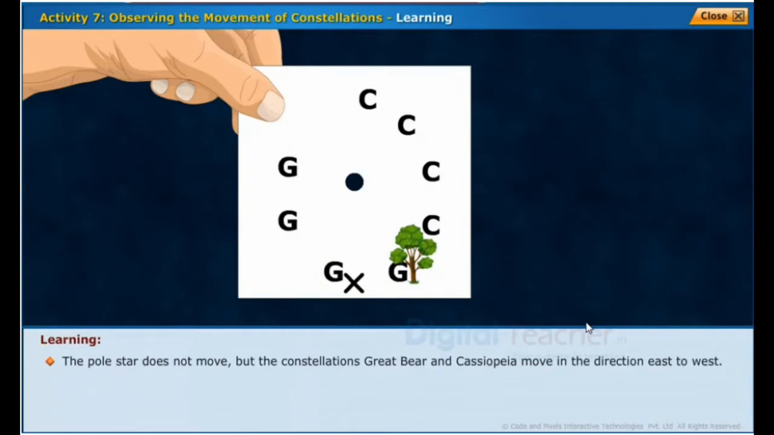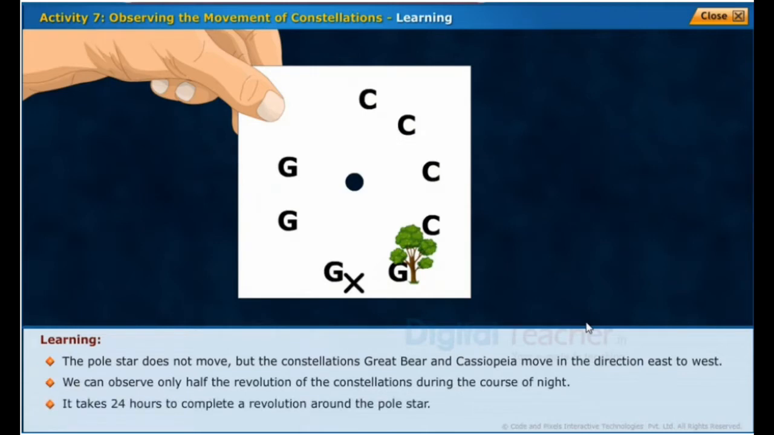We can only observe half the revolution of the constellations during the course of night. It takes 24 hours to complete a revolution around the pole star.